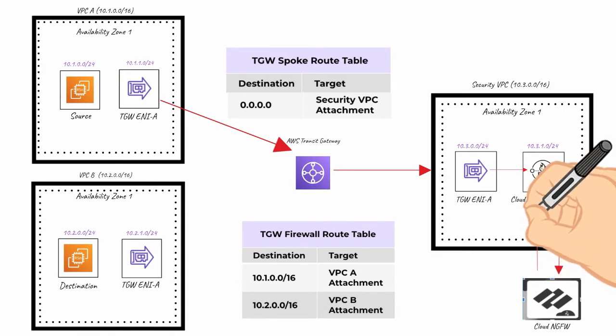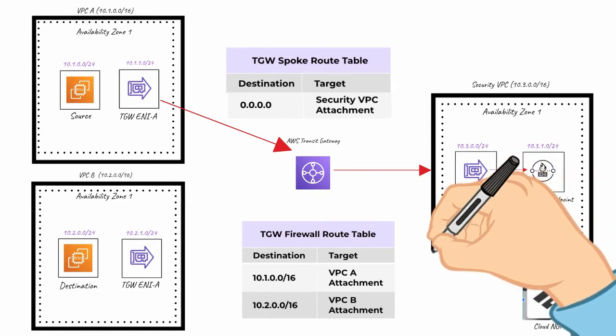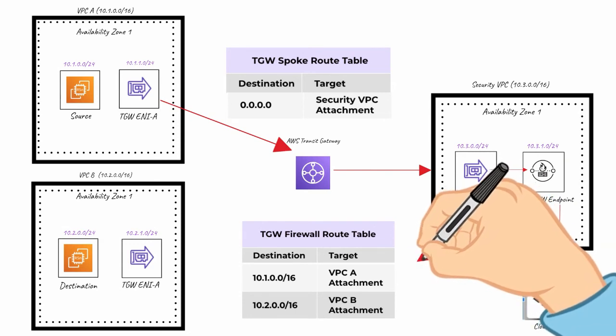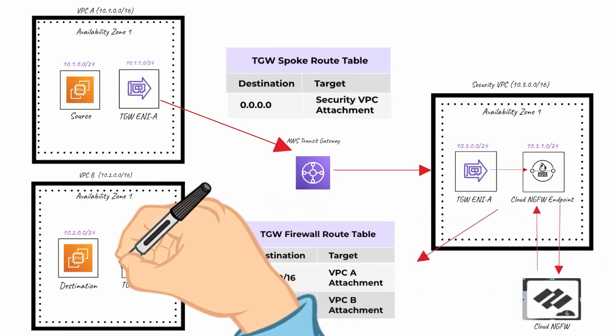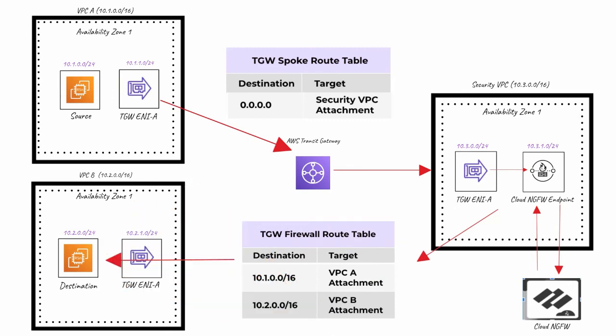If traffic is allowed, then cloud NGFW sends traffic back to the endpoint. The endpoint routes traffic to the transit gateway, and the transit gateway forwards the traffic to the destination VPC attachment, which then sends the traffic to destination.